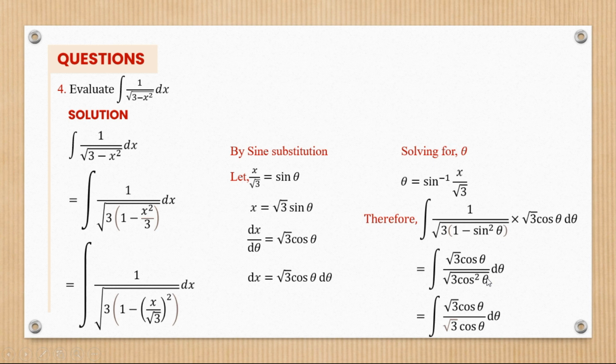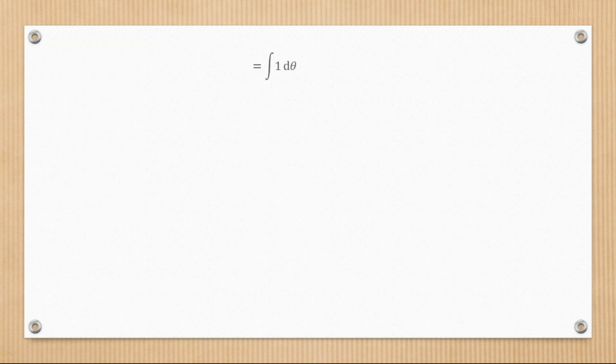So now we are left with root 3 cos theta over root 3 cos theta, which shall be equal to 1. Now the integral of 1 is going to be equal to theta, so we have theta plus c. But remember that theta is sine inverse of x over root of 3. So our final answer is sine inverse of x over root of 3 plus c, and that is what we are looking for. Alright, so now let's look at another example.